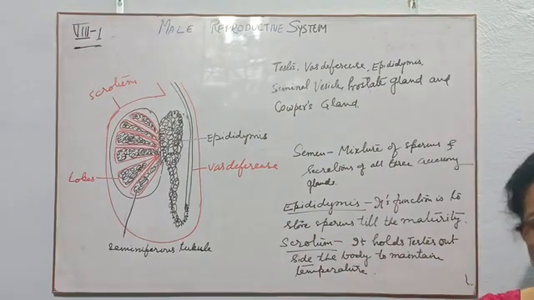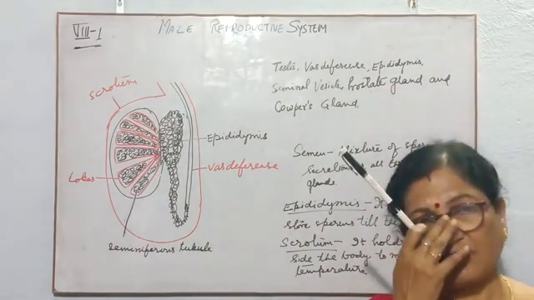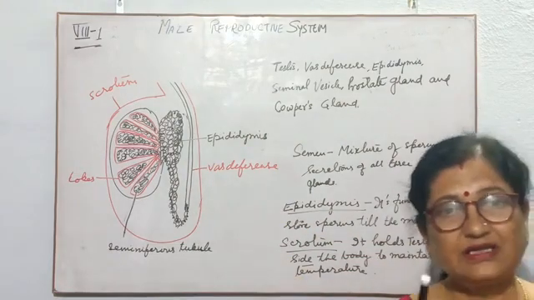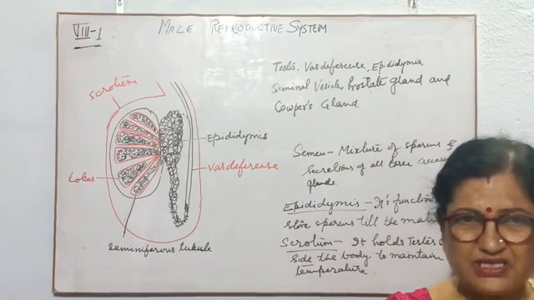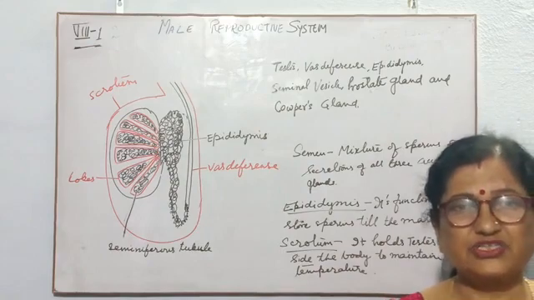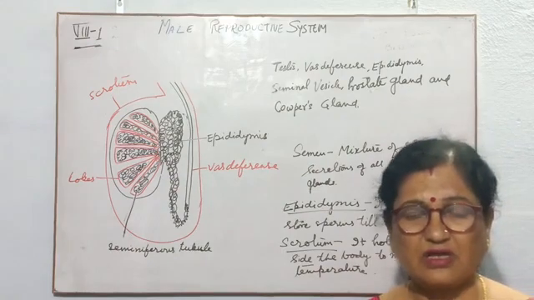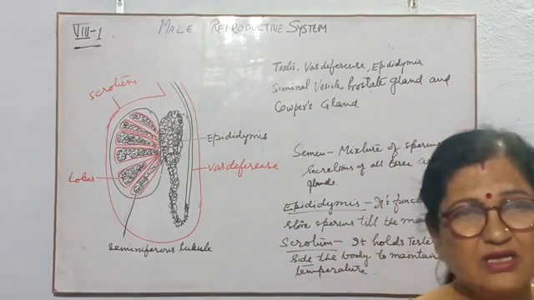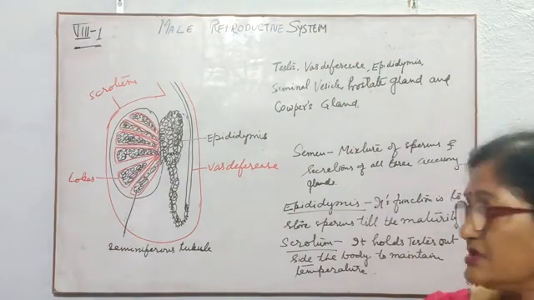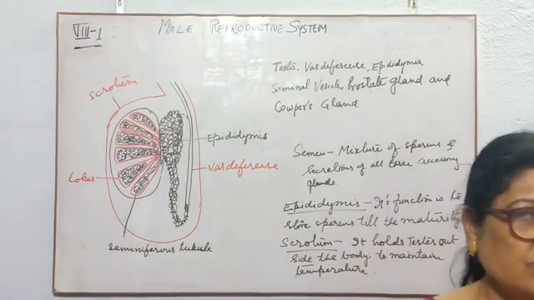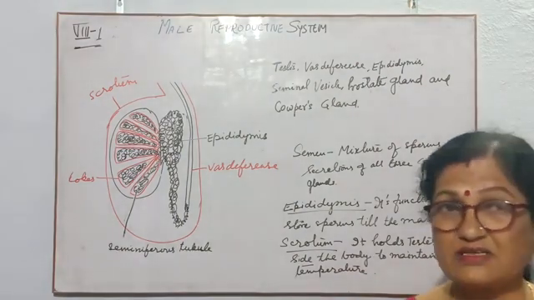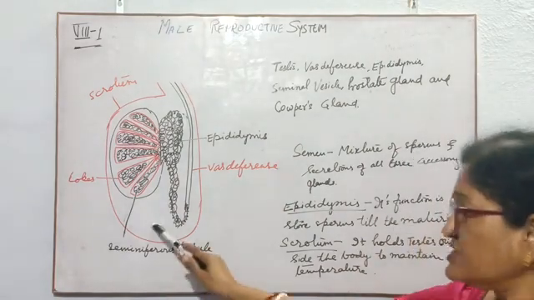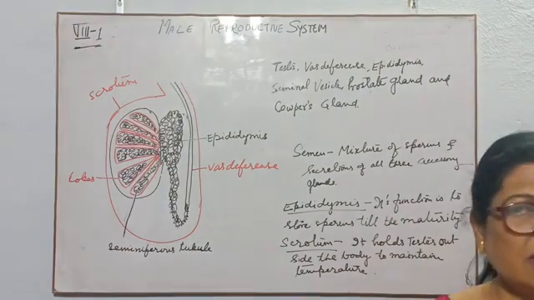Why is it present outside the body? Because the production of sperm takes place at 2 to 3 degrees less than the body temperature. If our body temperature is 37 degrees Celsius, then sperm is produced at 2 to 3 degrees Celsius less than it, that means 34 or 35 degrees. That's why the scrotum is outside the body.